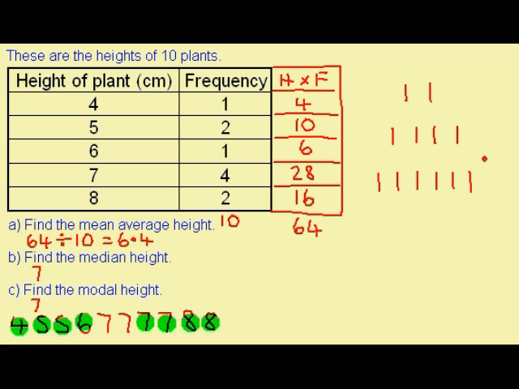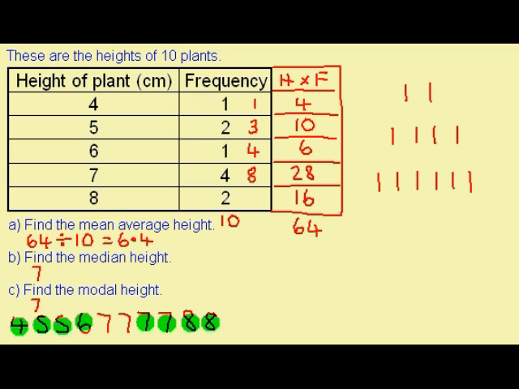I know I've got 10 numbers. Here's my first one. Then the next 2 are here, so that takes me up to 3. Then I have 1 more, taking me up to 4, and then 4 more, taking me up to 8. I know I can stop there because the 2 numbers that are going to be in the middle for 10 are number 5 and number 6. They're both here. They're both 7, so the median is 7. For the mode, I want the most common number. That's the number with the highest frequency. The highest frequency is 4, and the number with this frequency is 7, so the mode is 7.